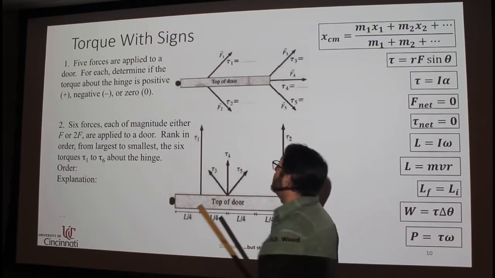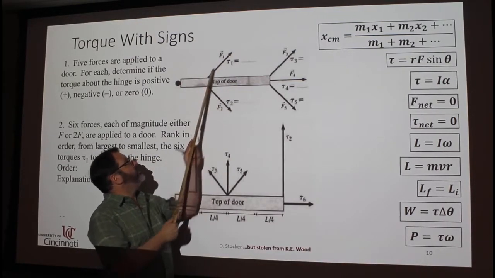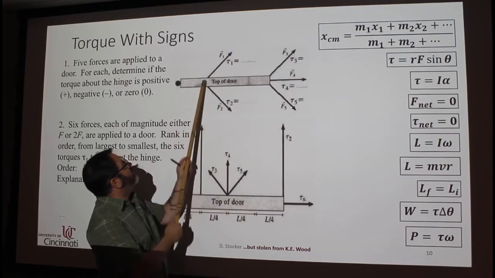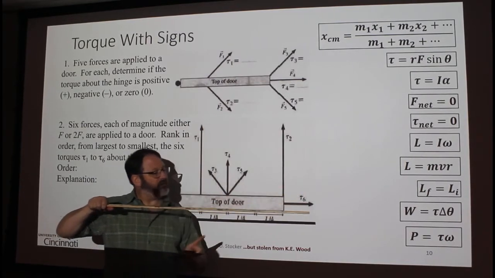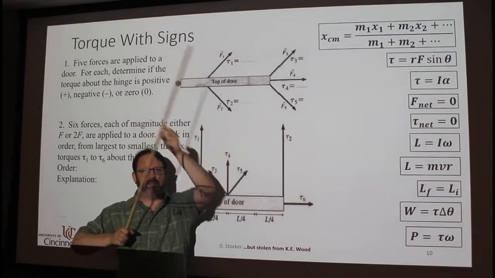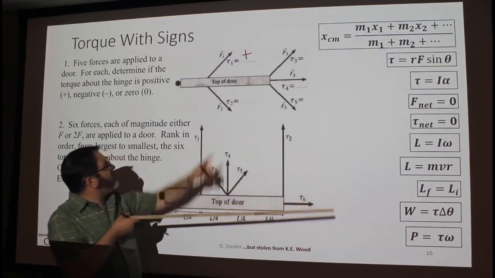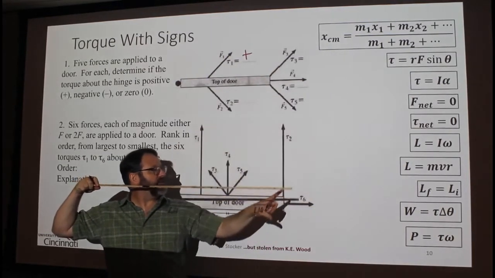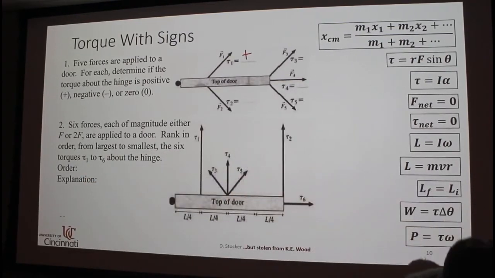What we have to do is, for each one of these, figure out which direction this force would make the door rotate around the hinge. For this one, if this is the door and the force is going that way, if I push that direction, you can see the door would rotate this way, counterclockwise, so that's the positive direction. The next one, if I try to push that direction, again the door is turning that way, that's the positive direction.